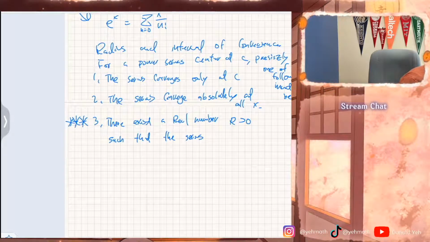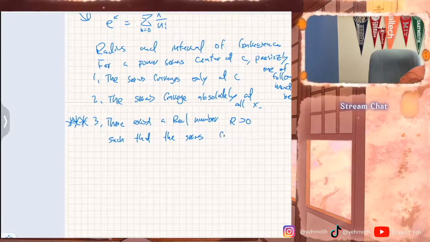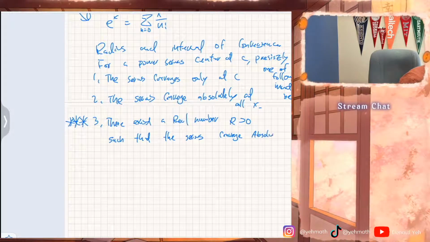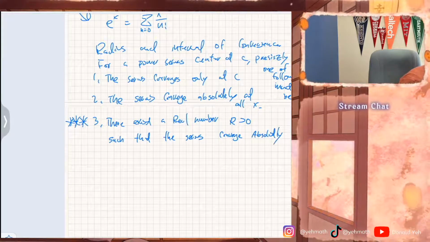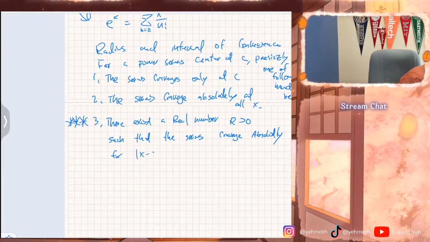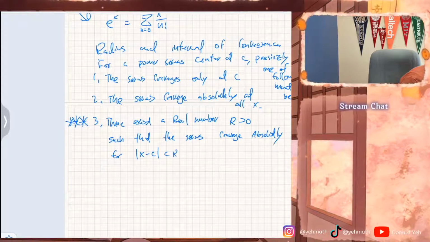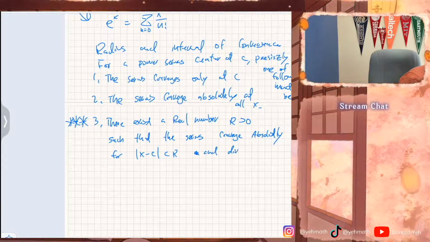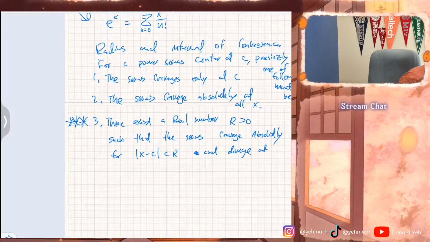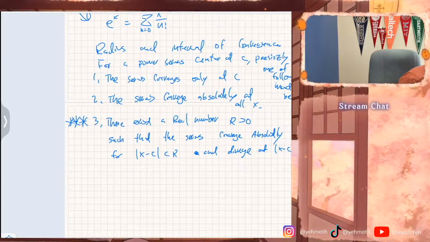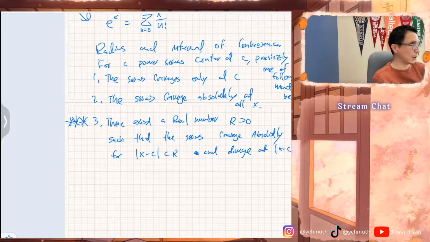The series converges absolutely for |x minus c| less than r, and diverges, which is what we don't care about, for |x minus c| greater than r.